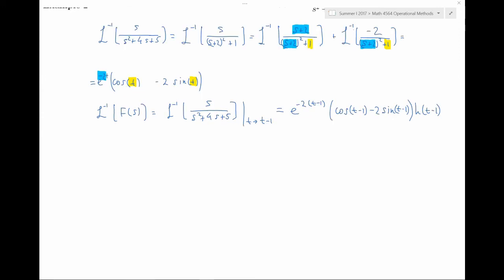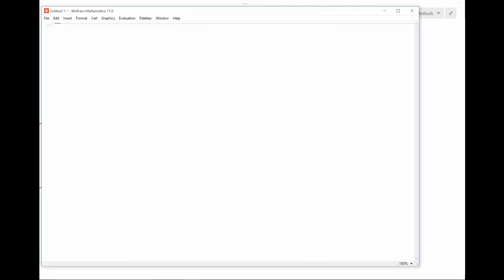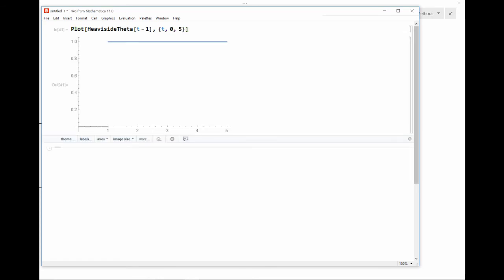Okay, the last few examples that we have here will be concerned with using Mathematica for doing similar calculations. And I have slightly more complicated versions of the functions here. So let's see what happens. First, I want to just confirm that the Laplace transforms that we computed earlier are exactly the same as what we did. So let's plot Heaviside theta of t minus 1 with respect to t from 0 to, let's say, 5. Well, that's what it does. The function turns on at t equals 1.